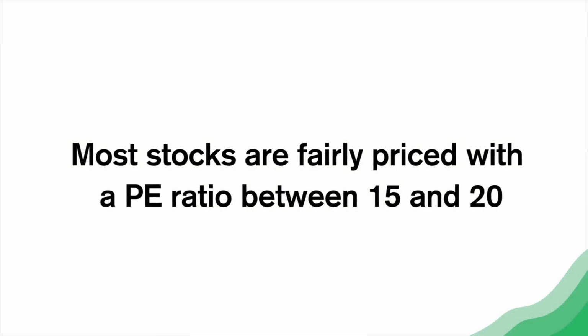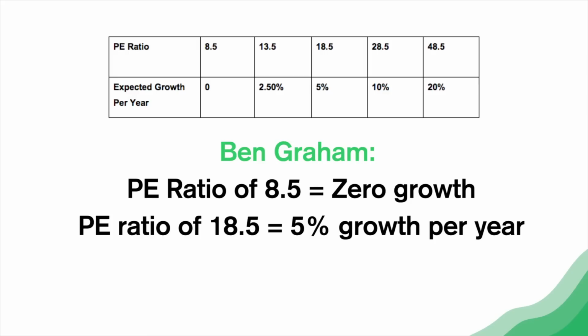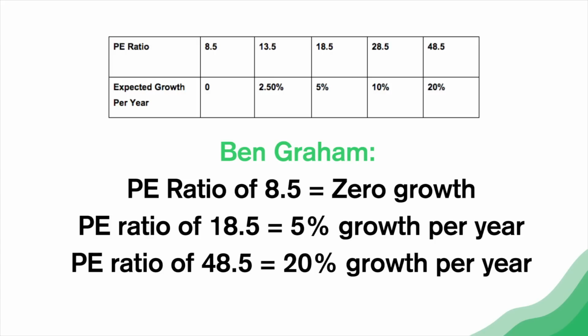Historically, stocks have averaged a PE ratio between 15 and 20, and if you look through a large table of companies, you'll find that most stocks sit somewhere between this range. Benjamin Graham, who was Warren Buffett's teacher, said that a PE ratio of 8.5 indicates a company where the market is pricing in zero growth. Meanwhile, a PE of 18.5 indicates growth of 5% a year, and a PE of 48.5 indicates growth of 20% a year. So let's look at an example.